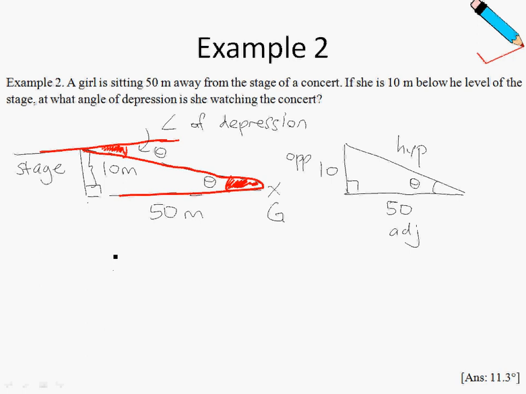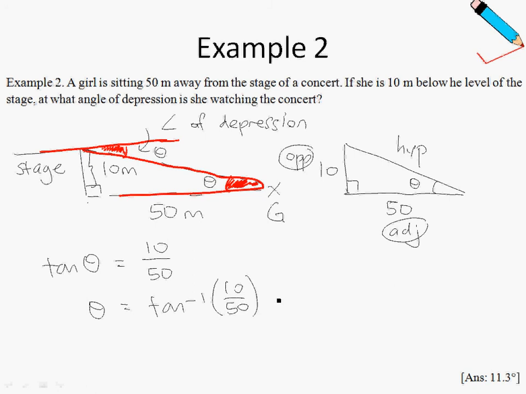We will be using the tangent function, because tangent theta is opposite over adjacent. Opposite is 10, adjacent is 50. To find theta, we take tangent inverse of 10 over 50. Press this in your calculator and you will get 11.3 degrees. Hope you understand this example.